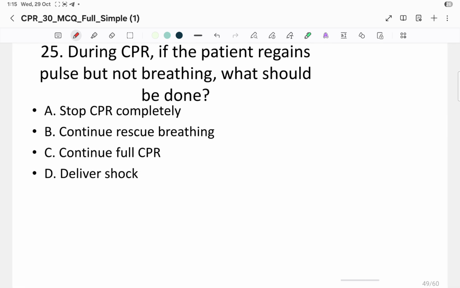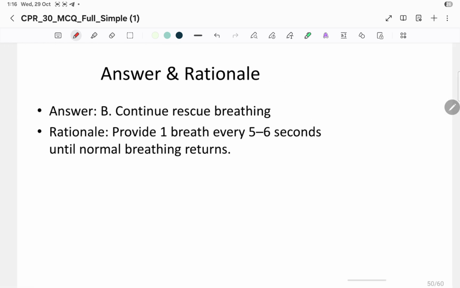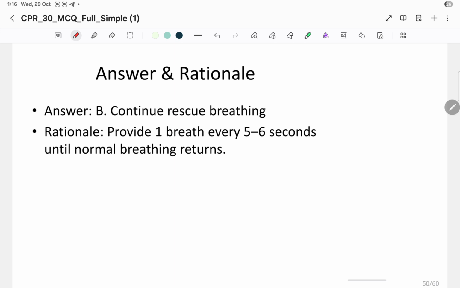Next, during CPR, if the patient regains pulse but not breathing, what should be done? Option A, stop CPR completely. B, continue rescue breathing. C, continue full CPR. D, deliver shock. And the correct answer is option number B, continue rescue breathing. That is 1 breath every 6 seconds until normal breathing returns.